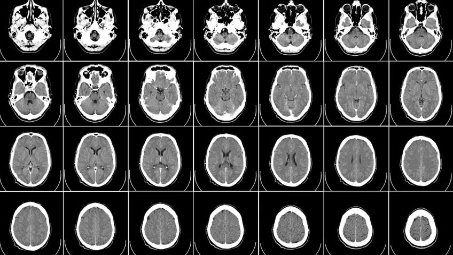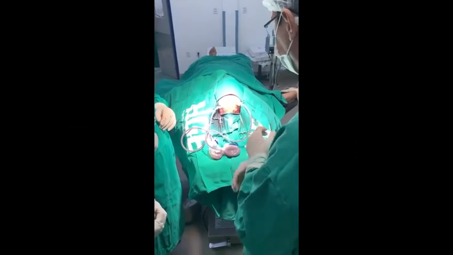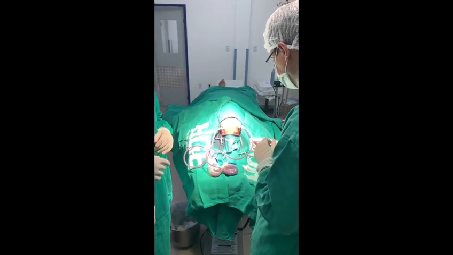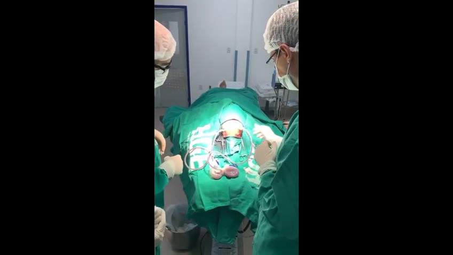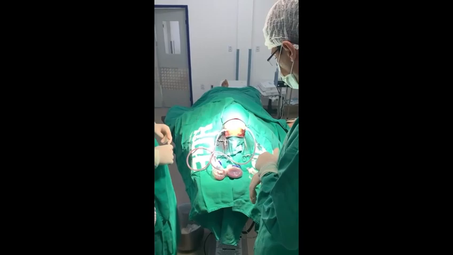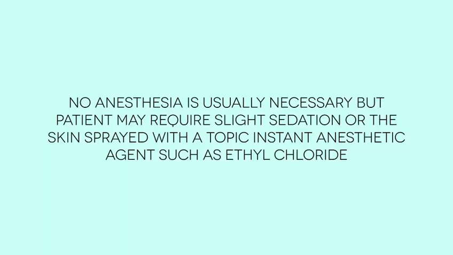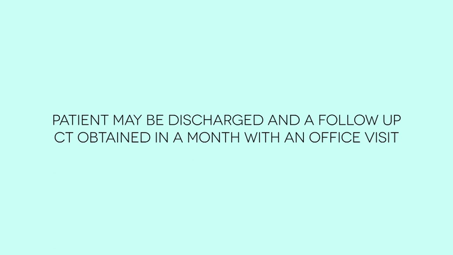If, however, the patient's preoperative symptoms have resolved and CT shows that the mass effect has improved, the port should be removed. Place the patient flat in bed to avoid air entrance into the subdural space, rotate the port anti-clockwise, and remove it. Apply antibiotic ointment to the wound and close it with a single staple. No anesthesia is usually necessary, but patient may require slight sedation or the skin sprayed with a topical instant anesthetic agent such as ethyl chloride. Patient may be discharged, with a follow-up CT obtained in a month with an office visit.